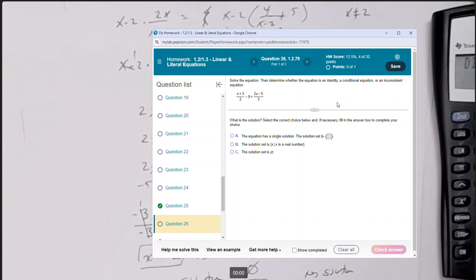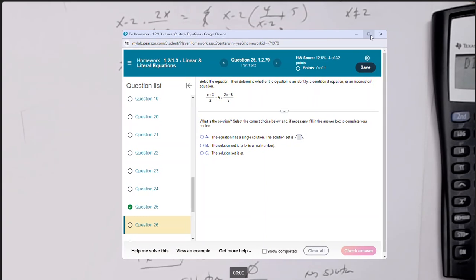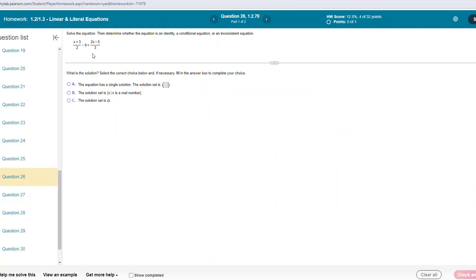Notice, I'm going to ask this. All of you agree that this is linear, because you have x to the first, x to the first. Is this also considered rational, yes or no? Can I consider this a rational equation? Yeah, because you have fractions. Even though there's no variable in the denominator, it's still considered a rational equation.